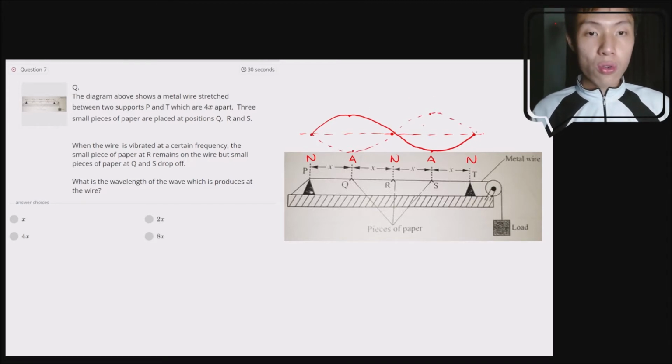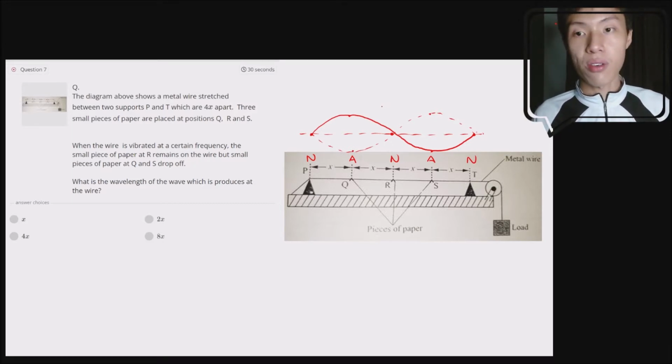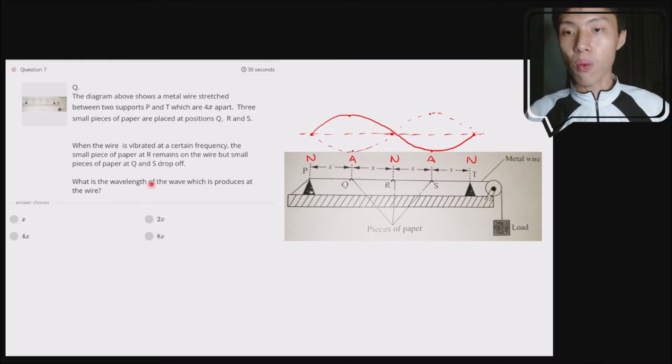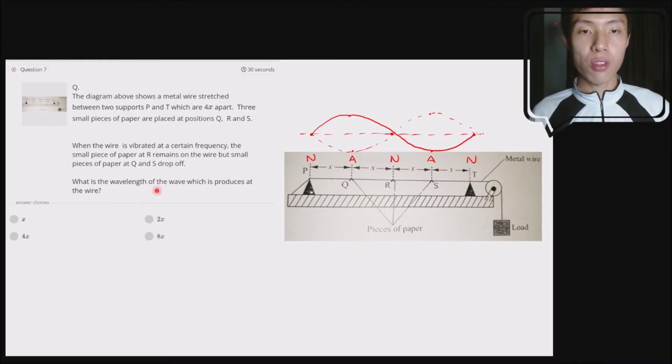Okay, so this is the standing wave that is being produced on the metal wire right now, and they ask you to find the wavelength of the wave that is produced. If you see here, this is just one wavelength, right? So if this is just one wavelength, then we know that the wavelength will be 4 times x. That's why the answer is 4x.